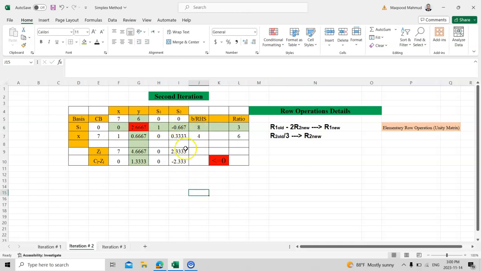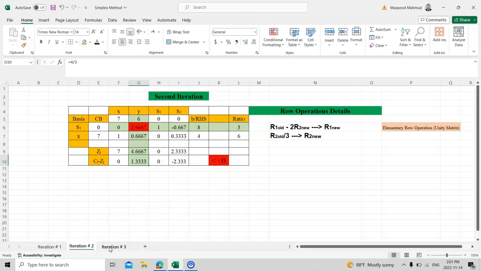So when you do all these operations, you get the new zj, the same operations, the sum of products, and similarly cj minus zj. Now here again I apply my rule, the red color rule, which is that it should be less than or equal to zero. This is less than or equal to zero, this is less than or equal to zero, this is less than or equal to zero, but this one is not. So I need to do the next iteration until this rule is met.